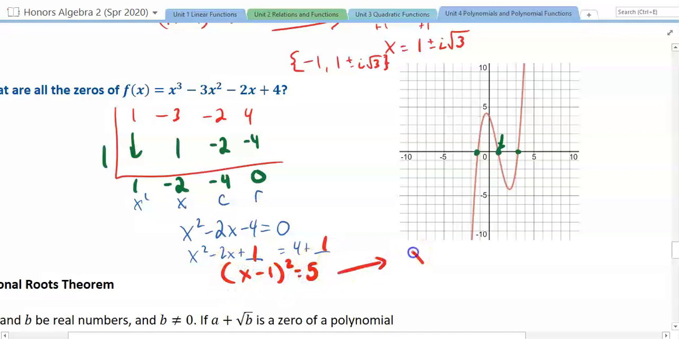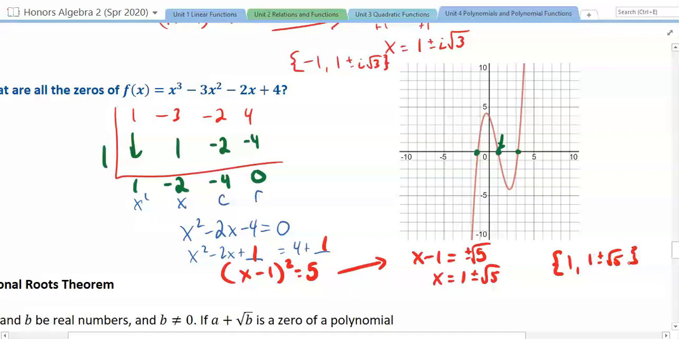And so coming to here, we're going to get x minus 1 is equal to positive or negative square root of 5. Adding the 1, we get x is equal to 1, don't forget the square root here, plus or minus the square root of 5. And if we look at those two values, square root of 5 is about 2.2. And so if we take 1 plus 2.2, we get about 3.2, and that's about where that is. And if we take 1 minus 2.2, that gets us about negative 1.2, and that's where that point is. And so our list of zeros will be 1, and then 1 plus or minus the square root of 5.